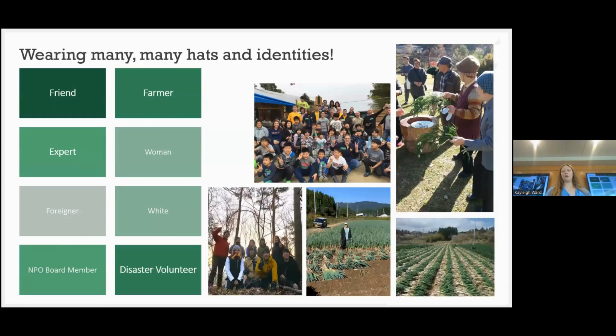Here we go. And then is there a way to hide the floating meeting controls? Aha, there we go.